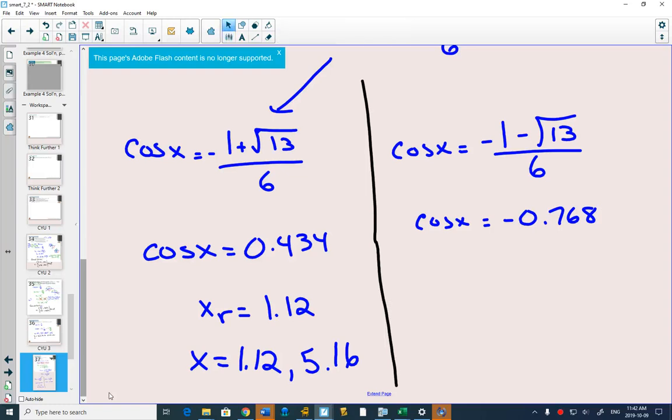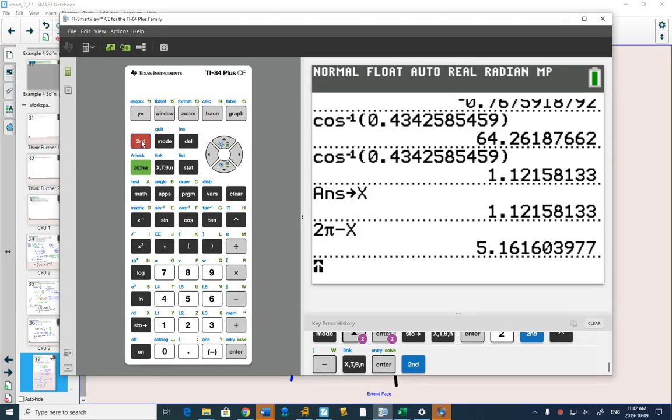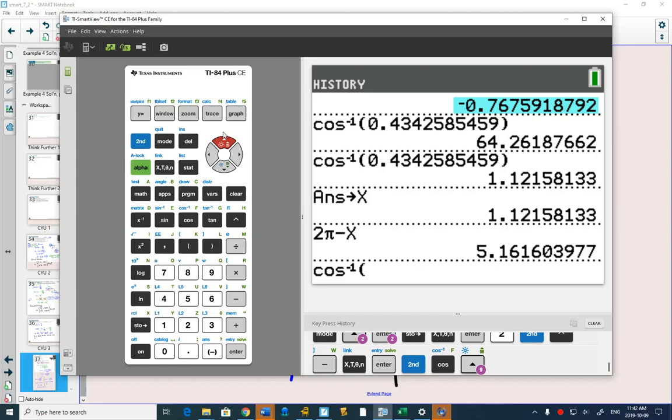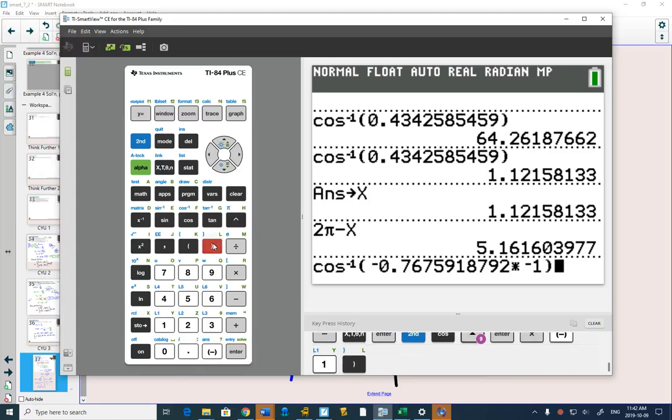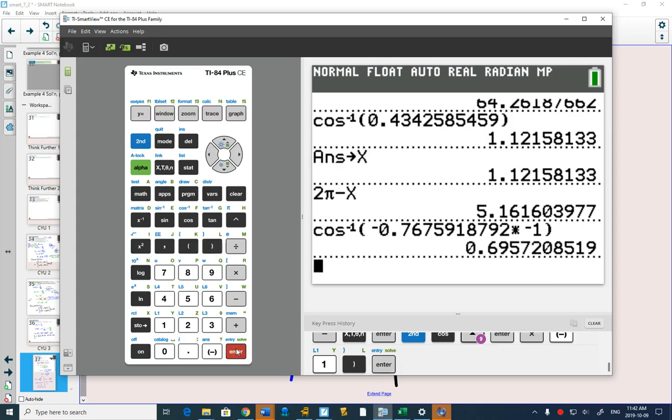On this side, I need to find my reference angle by doing cos inverse of positive 0.768. Go to my calculator. Second, cos inverse of, I still have that value, that answer, but it's negative. I could either go back and get rid of that negative sign, or I could just multiply by -1. That'll change it to positive. Cos inverse of that tells me my reference angle is 0.70.